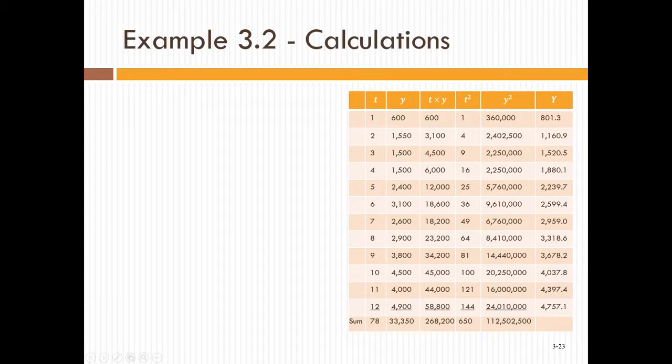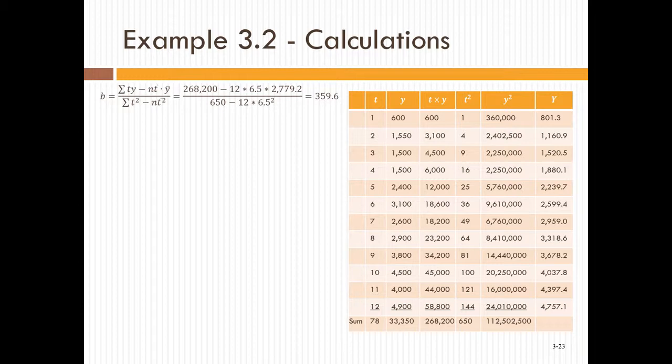For part of the calculations, we're going to need the sum of t times y. So 1 times 600 is 600, 2 times 1,550 is 3,100, and so on. We're going to square t, and we're going to square y. Then we're going to use that information to predict what our linear equation would say it should be. Again, our formula for our straight line is y equals a plus bt, where b is the slope of that line.